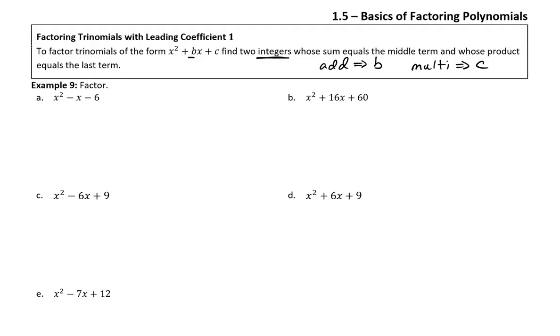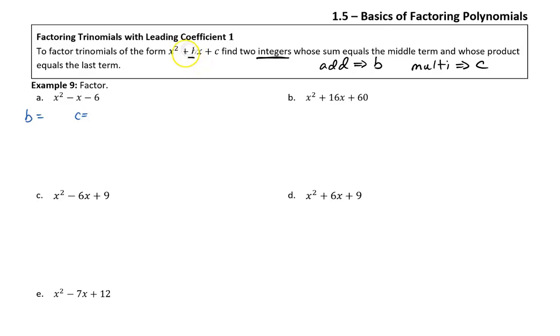Example 9, we want to factor. Factor as much as possible, remember. Part A, we have x squared minus x minus 6. So looking at our setup, we have the right form. We have our trinomial form, a coefficient of 1 in the front, just simply x squared. If I look and compare it, I do want to label out my values for b and my values for c so I know where I'm headed.